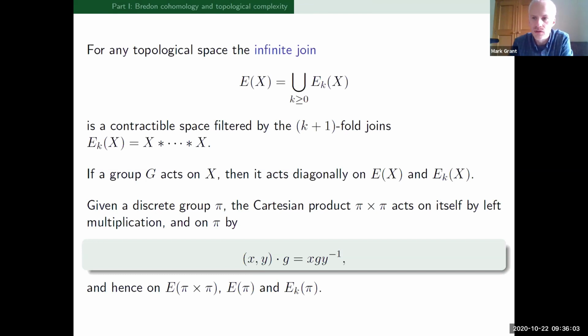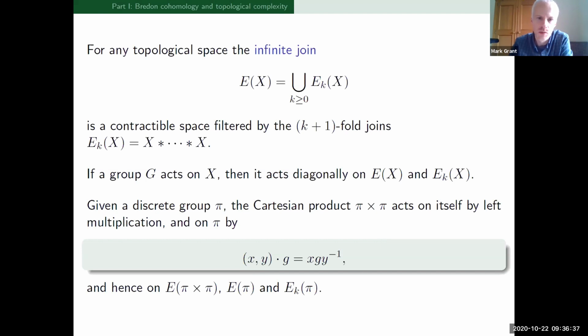And so if you have a discrete group pi, the Cartesian product pi cross pi, well, it acts on itself by left translation, left multiplication, but it also acts on a single copy of pi by this kind of left-right multiplication like this. This is a left action of pi cross pi on pi. And so we have actions of pi cross pi on the infinite join of copies of pi, on E pi and on E sub k of pi.